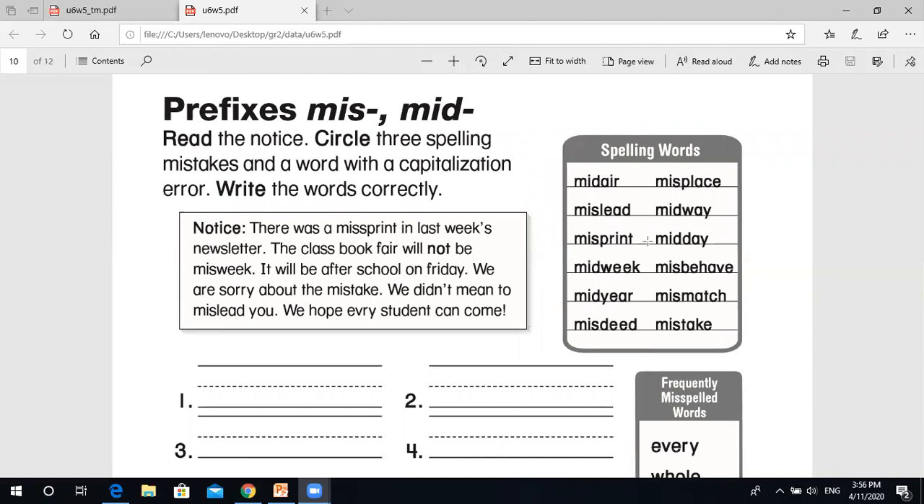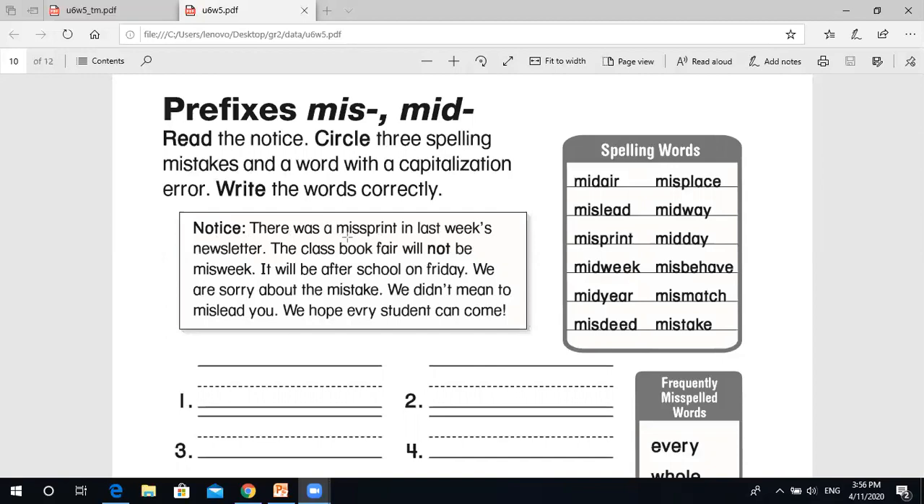Now let's open your Readers and Writers notebook on page 538. Let's start with this question. Circle three spelling mistakes and a word with a capitalization error. Capitalization means you should write it with a capital letter. Write the words correctly. Now, there was a misprint.